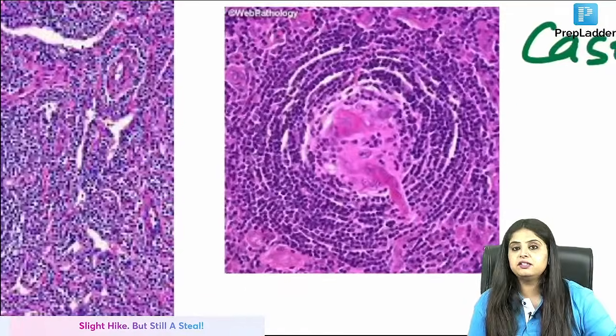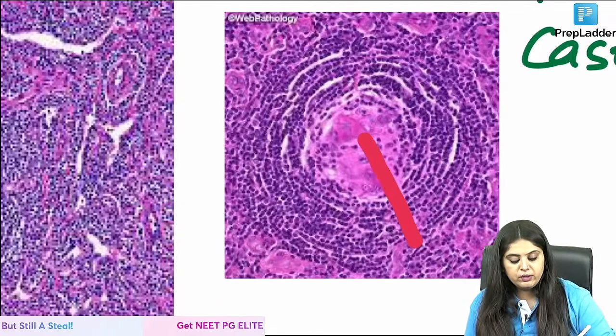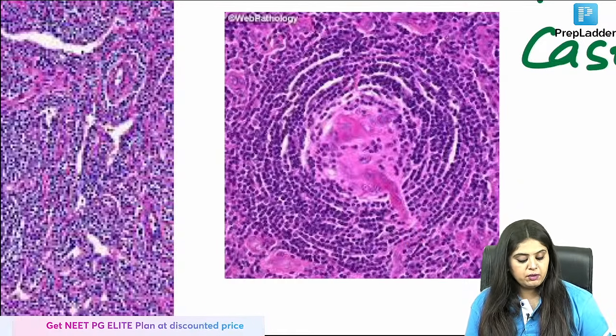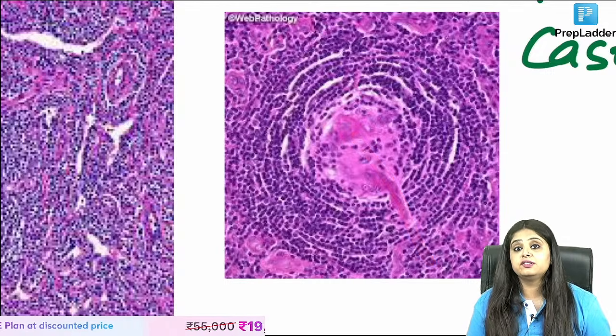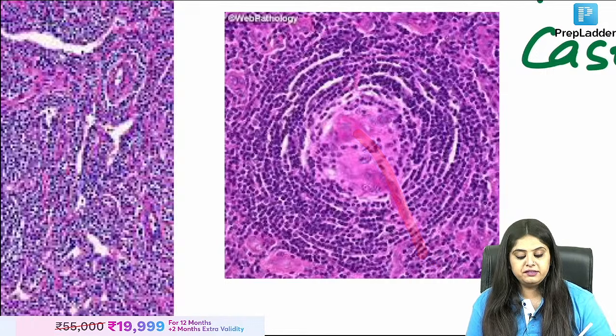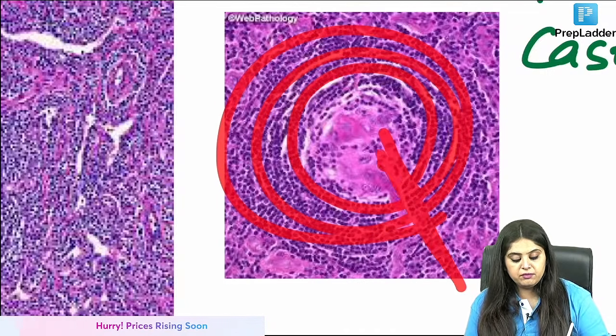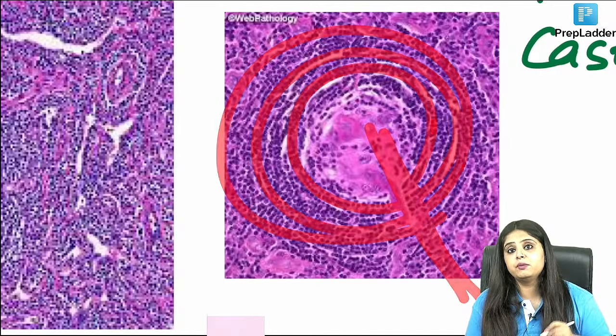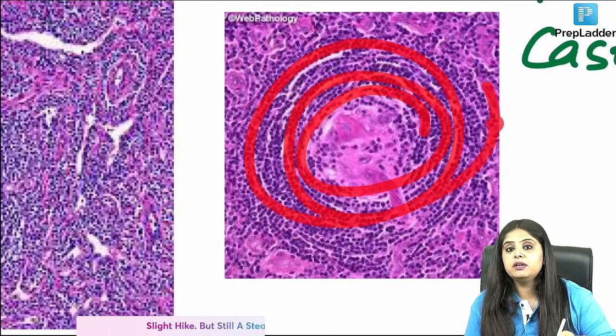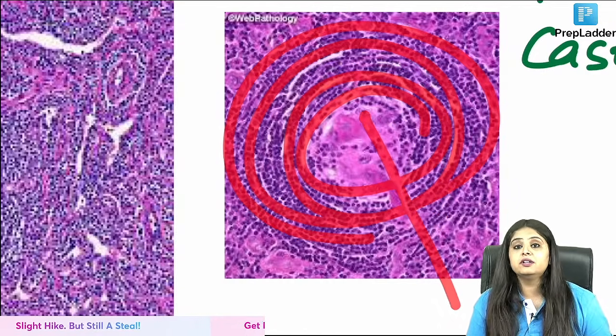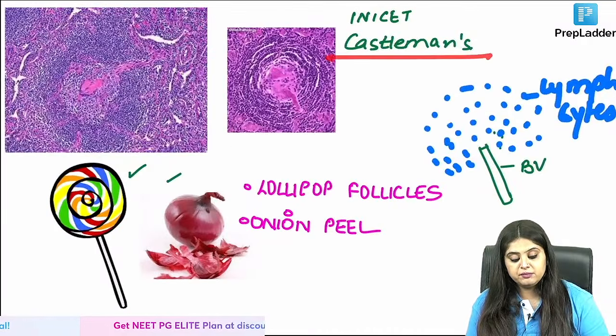Let us just zoom in and see once. Can you see a blood vessel going inside? Is this going to be the lollipop? So I will draw and erase so that you can see later on also. This is the blood vessel, and then look at the lymphocytes around it. These are onion peel, but when a blood vessel goes through it, now it's a lollipop. Repeating, these are onion peel, but when a blood vessel goes through it, it becomes a lollipop. So Castleman disease because of HHV8.